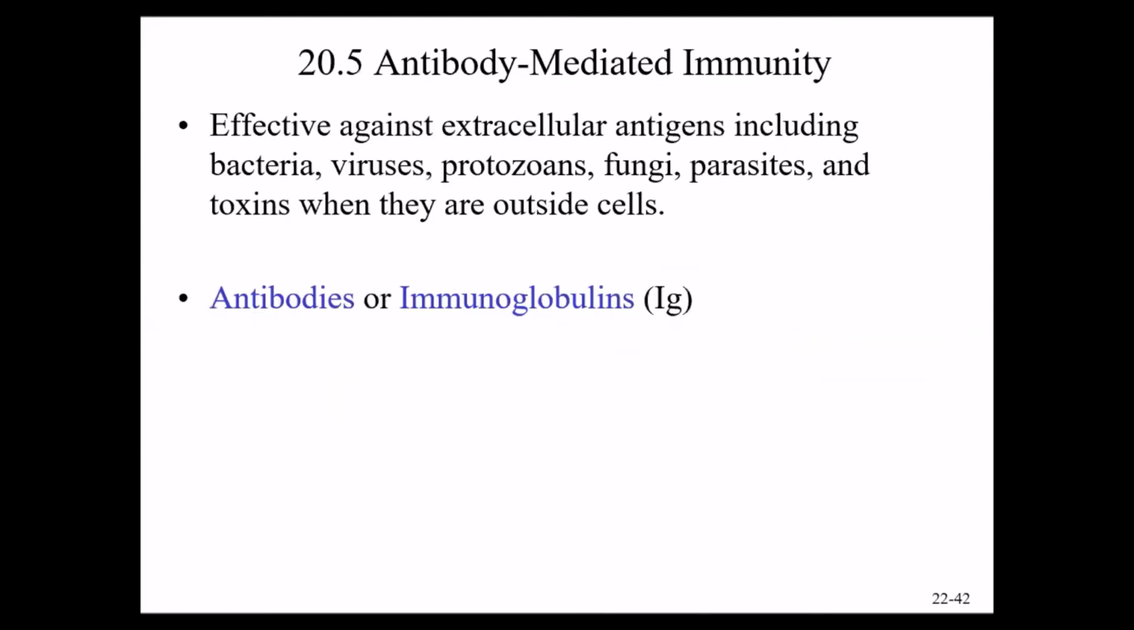Section 5 looks at antibody-mediated immunity, so we need to talk a little bit about antibodies. This really is a very effective means to getting rid of extracellular antigens, antigens on the outside of the cell, including bacteria, even some viruses that haven't penetrated a cell yet, protozoans, fungi, parasites, and even toxins whenever they're outside of a cell. So we'll be talking about antibodies. Make sure you know that the term immunoglobulin also refers to antibodies.